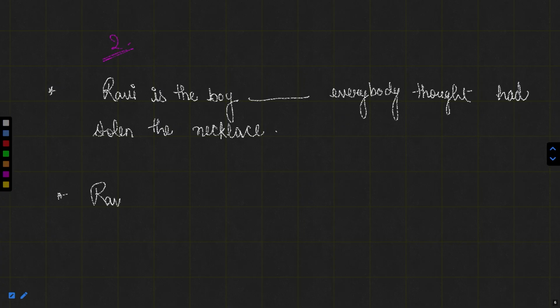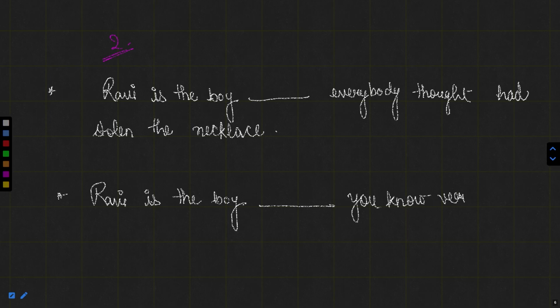Ravi is the boy you know very well. Now these are two sentences.